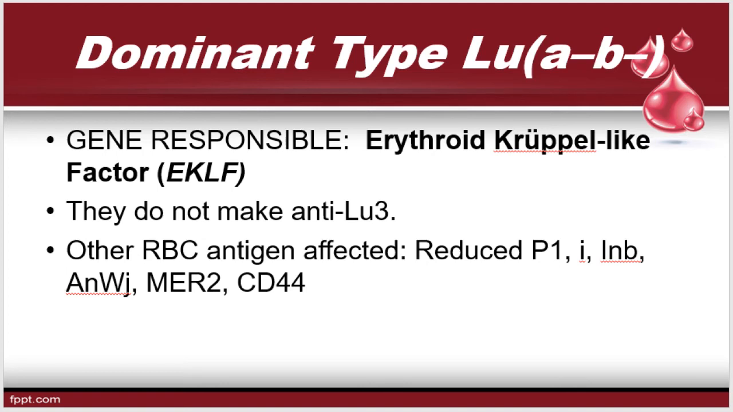Other RBC antigens affected are the reduced P1, INb, MER, and CD44. In addition to the reduced expression of the Lutheran antigens, dominant type LU A negative and B negative RBCs can also have reduced expression of CD44 and a weak expression of P1, I, AnWj, MER2, and INb blood group antigens.